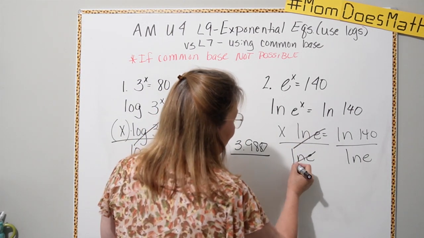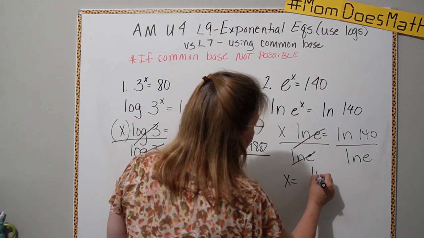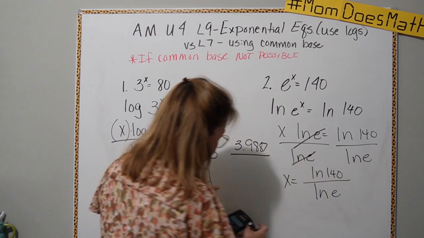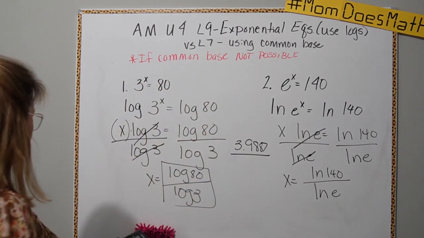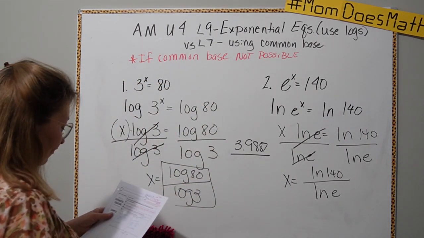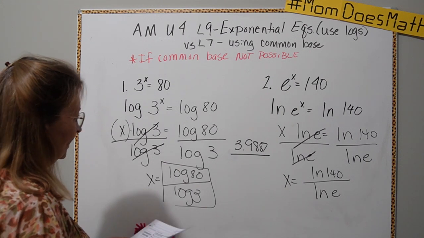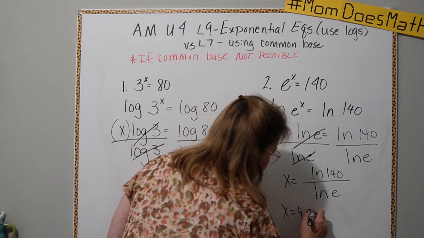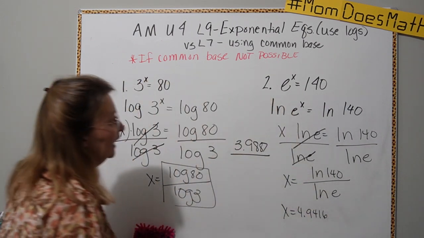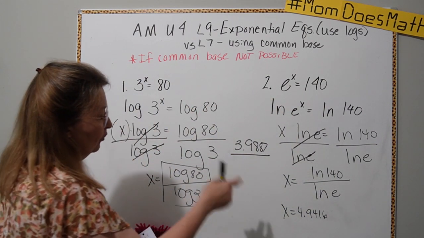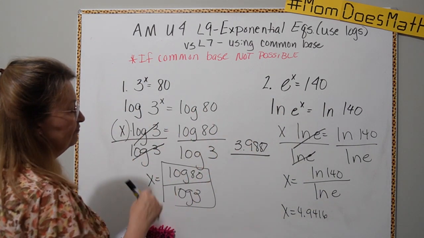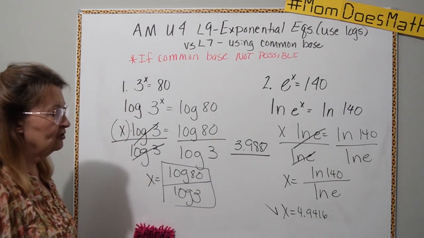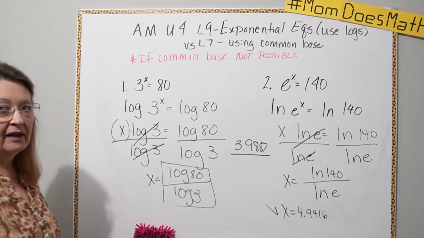So now I have that x is equal to natural log 140 over natural log of e, and we can put that in the calculator and we will find that it is 4.9416. And yes, I see that it is not going to give me a problem if I fill that back in, and I will get the correct answer. So I did check for extraneous solutions. All right, let's move forward.